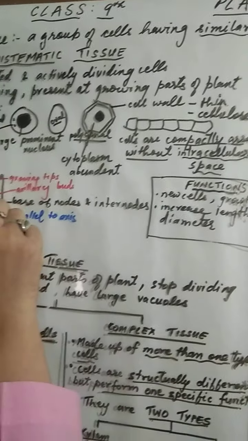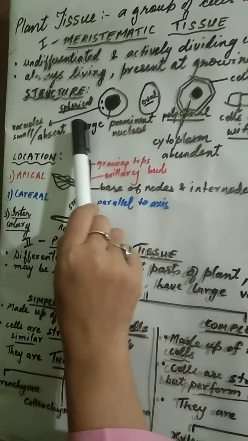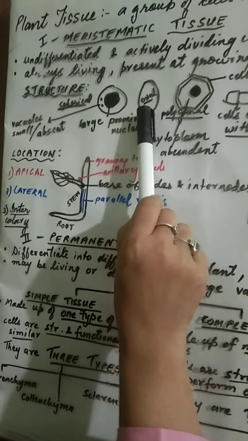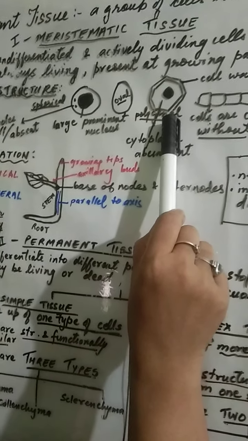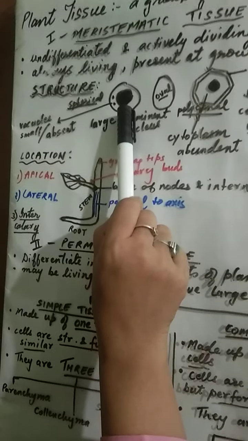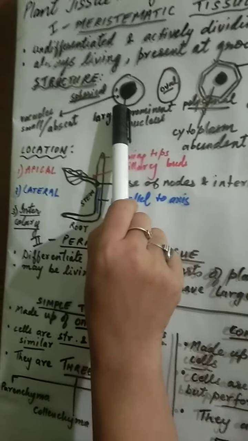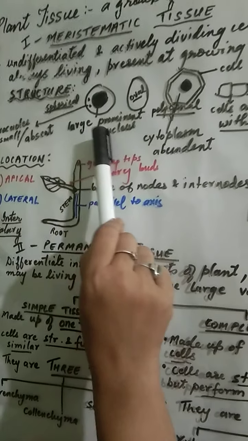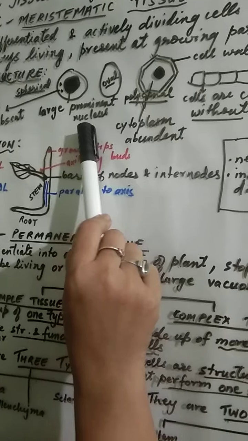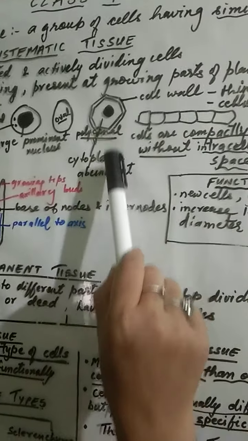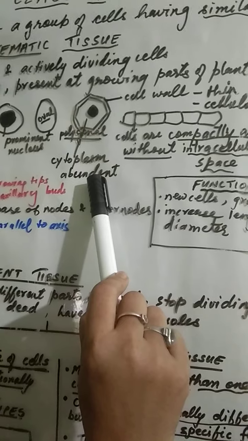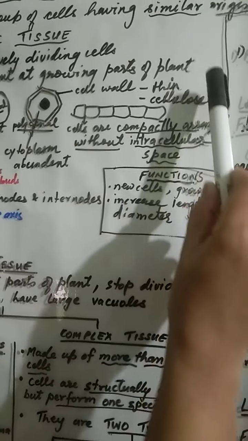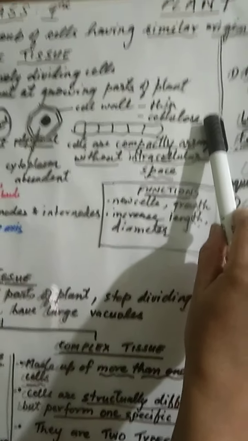Let us see the structure of this meristematic tissue. Generally, they are circular, oval or polygonal in shape, or we can say spherical. Inside this cell, do remember, vacuoles are very small or absent and they have a very prominent nucleus. As well as these cells have abundant cytoplasm. The cell wall of this particular cell is very thin and is made up of cellulose.